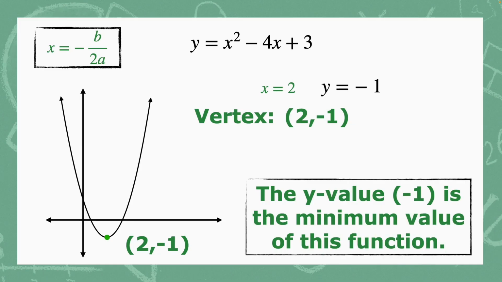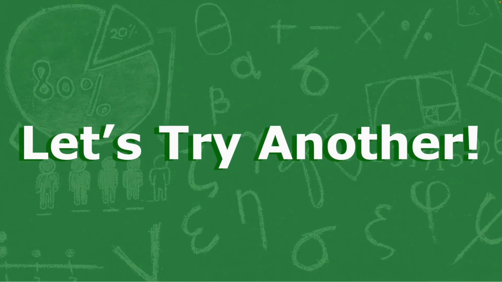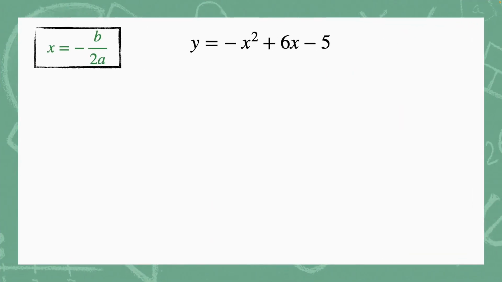Let me try one more with you. This quadratic equation is negative x squared plus 6x minus 5. My value of b is 6 in this case, and my value of a is negative 1 this time. So if I plug those numbers in, I get the negative out in front, and then 6 over 2 times negative 1. That simplifies to negative 6 over negative 2. The negatives again will cancel out, leaving me with x equals 3.